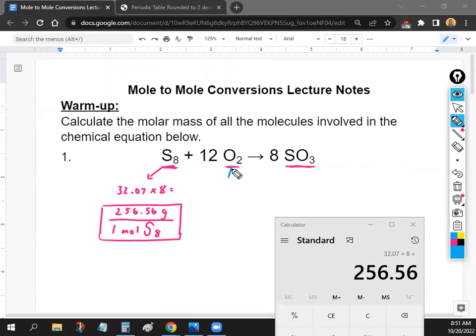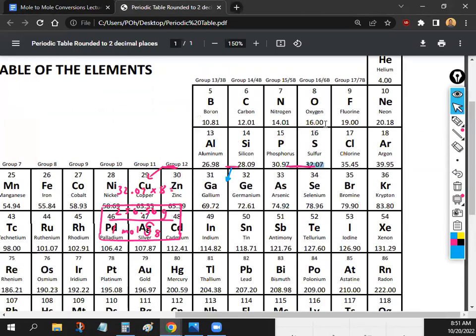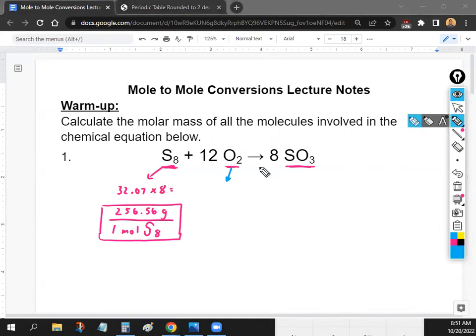Okay, so the next molecule is O2. So if we take a look at oxygen on the periodic table, oxygen is 16. So since we have 2 oxygens in O2, we just need to multiply by 2. 16 times 2, that's going to be 32. And so the molar mass is 32 grams in 1 mole of O2.